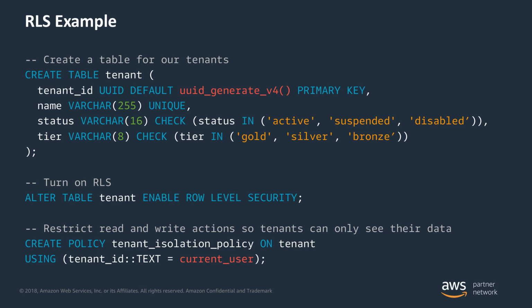As the query planner goes through the rows in the table to decide whether to include them or not, for every row it's going to look at the tenant ID column and compare that value to the currently logged in user. If they match, then that row will be included. If they don't match, it'll be as if that row doesn't exist.